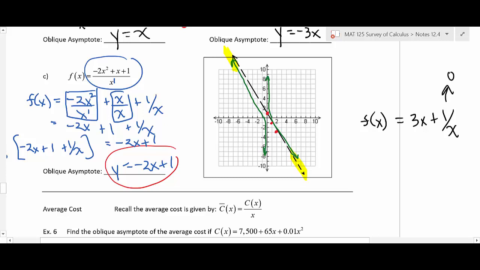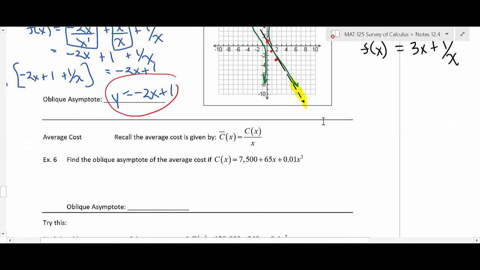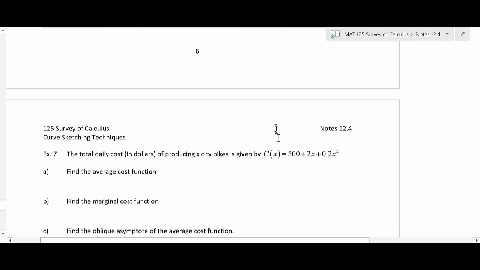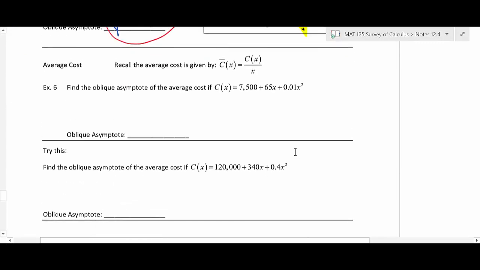You want to catch on to that, make sure you can do that quickly and efficiently. Okay, we've talked about average cost before, so we're going to work with an average cost, and then just do a couple more things with asymptotes and then one application. Okay, how do you find average cost?